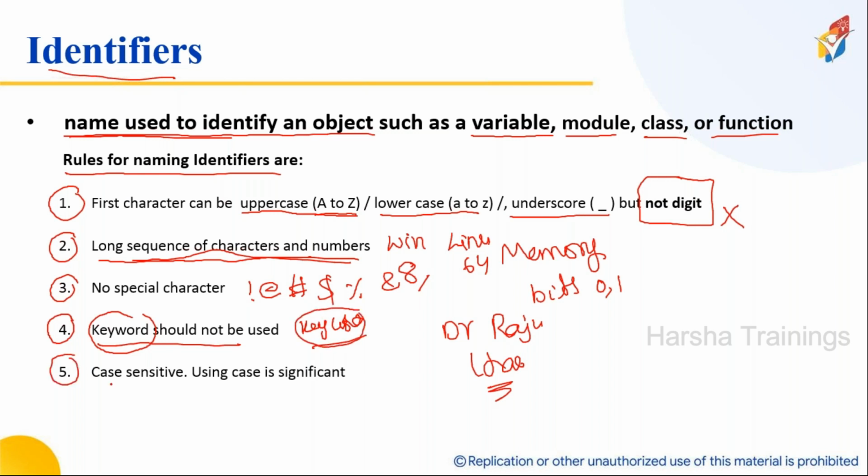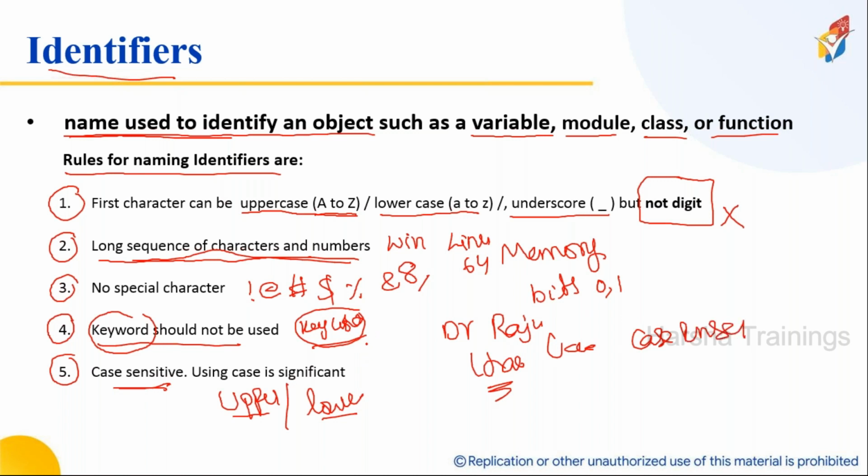The fifth point is Python is case sensitive. Uppercase letters are different from lowercase letters. Some languages may treat upper and lower as the same, but in Python it is case sensitive. But Java, if you take Java, is case insensitive. Are you getting me?